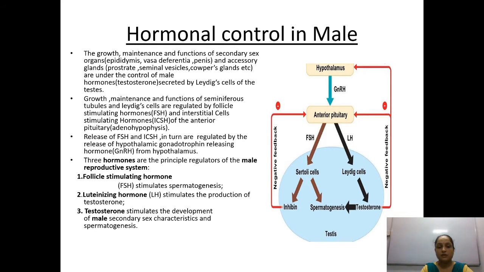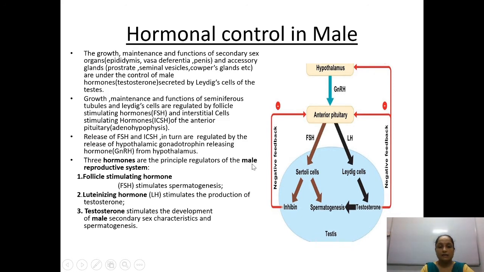These are regulated by the follicle stimulating hormone. इनको कंट्रोल करने के लिए कौन चाहिए आपको? FSH चाहिए, and interstitial cell stimulating hormone, that is stand for ICSH. ICSH and LH are same hormone, and they are also going to be this FSH and LH. They are going to be secreted from the anterior pituitary only.